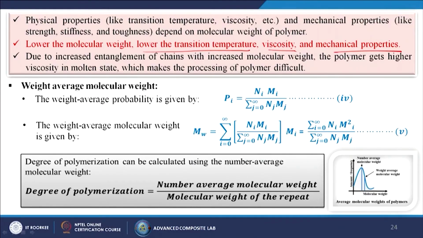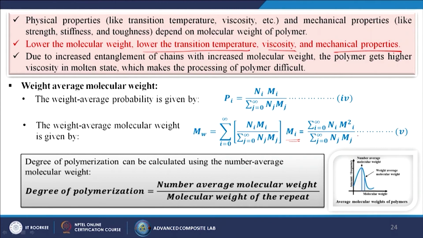Now, we are going to discuss the weight average molecular weight. The weight average probability is generally given by Pi equal to Ni Mi by the summation over j from 0 to infinity of Nj Mj. The weight average molecular weight is given by Mw equal to the summation over i from 0 to infinity of Ni Mi by the summation over j from 0 to infinity of Nj Mj, into Mi, which is nothing but the summation over i from 0 to infinity of Ni Mi square by the summation over j from 0 to infinity of Nj Mj.